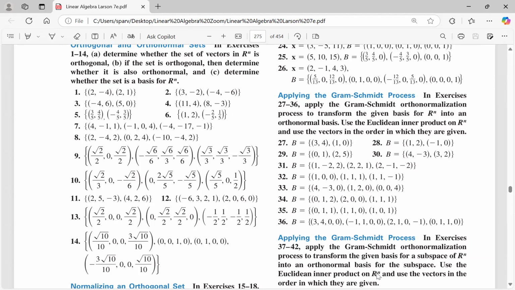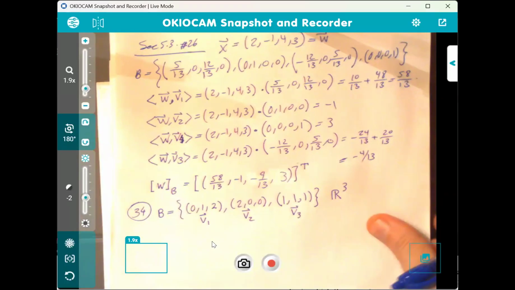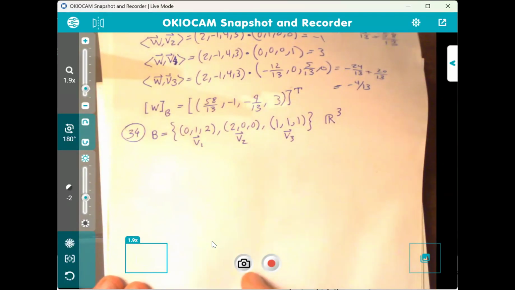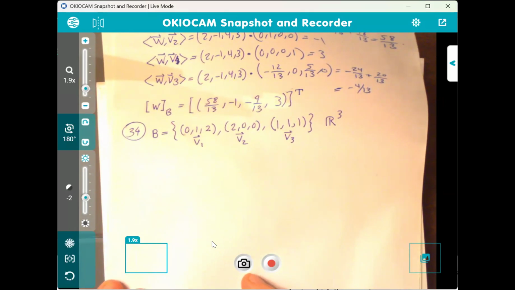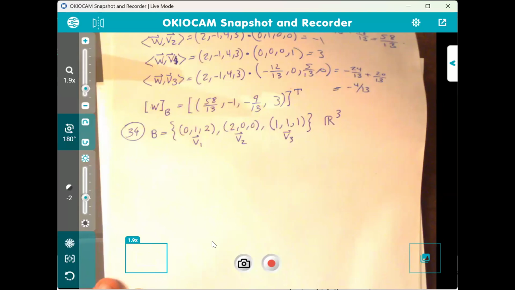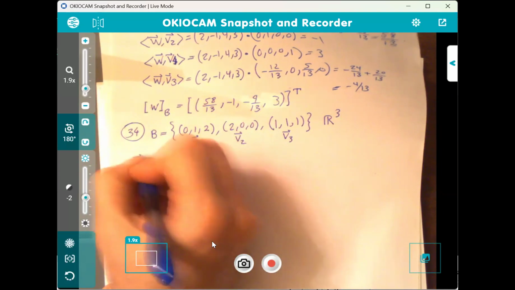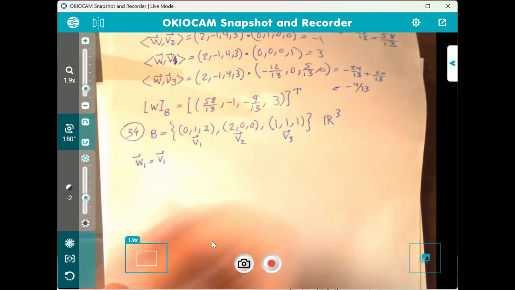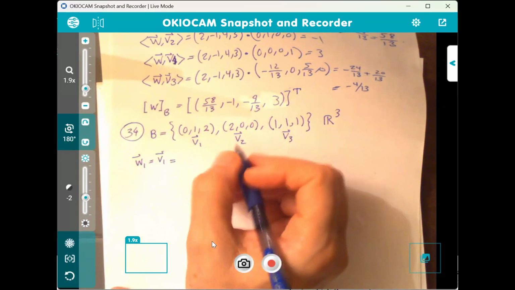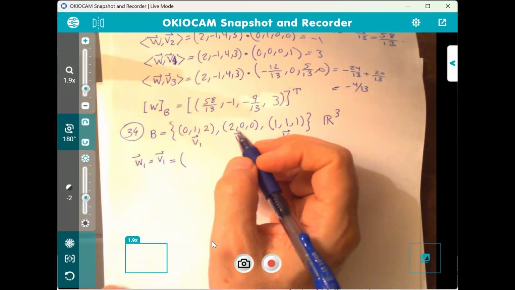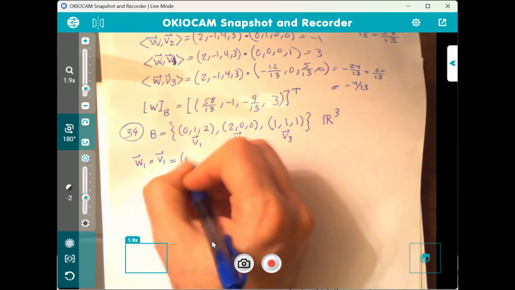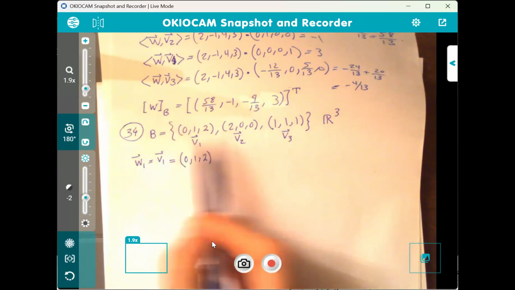Let me change this to my note. Okay, so I've written the information and we want to create orthonormal sets. So first, remember in the process, we need to orthogonalize this. Orthogonalize means create an orthogonal set. How? Well, W1 equals V1. That's always the first one. So for number 34, it's going to be 0, 1, 2, right? That's V1, V2, V3.